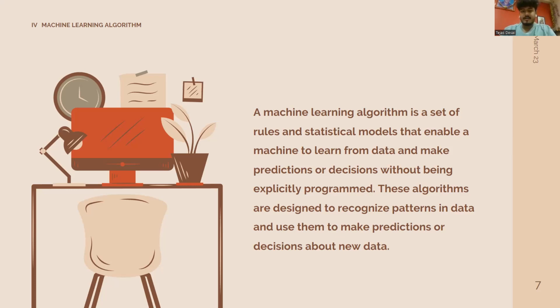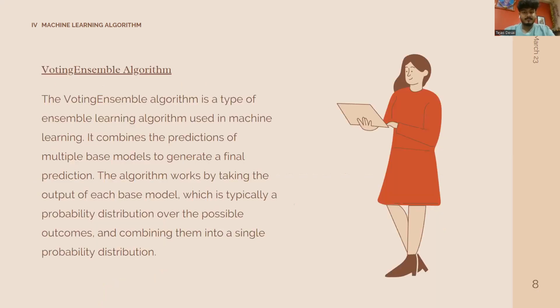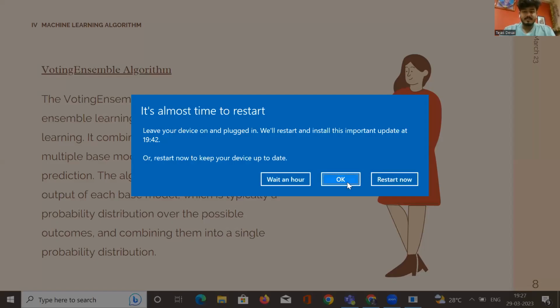The machine learning algorithm that I had chosen was the voting ensemble algorithm. Why I chose it is because the voting ensemble algorithm can be implemented in a variety of ways. One common approach is to use a simple weighted voting scheme where the predictions of each base model are weighted according to the performance on the validation set.